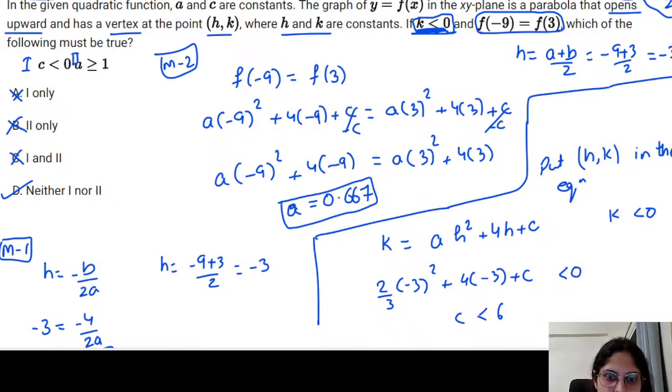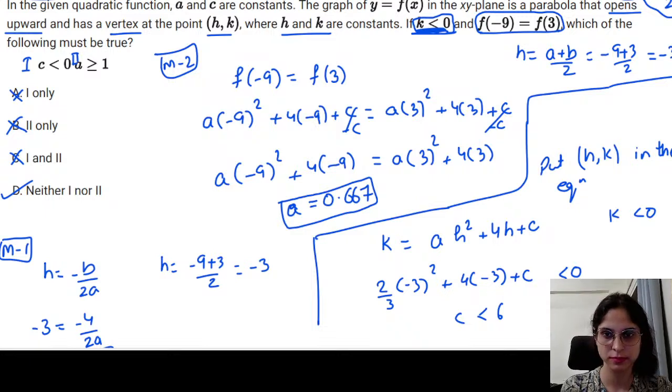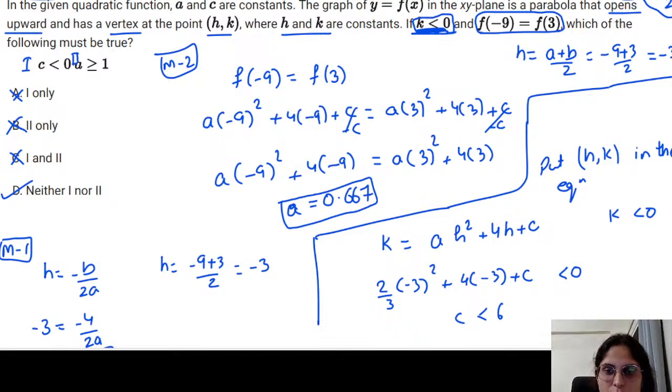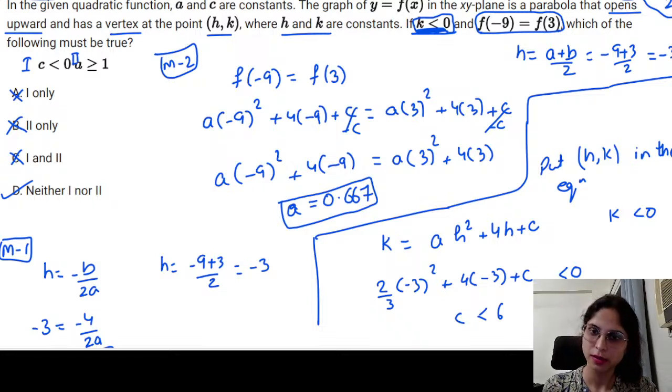And I would suggest you to go over this several times. That's why I'm also stopping now. Now we'll move to the next one. Question number 22.